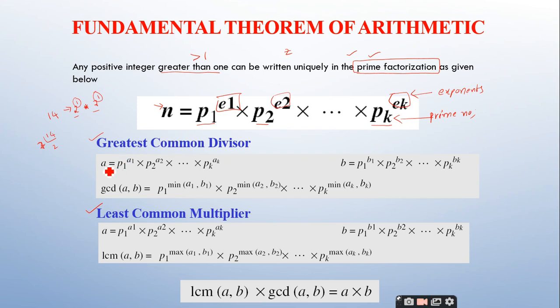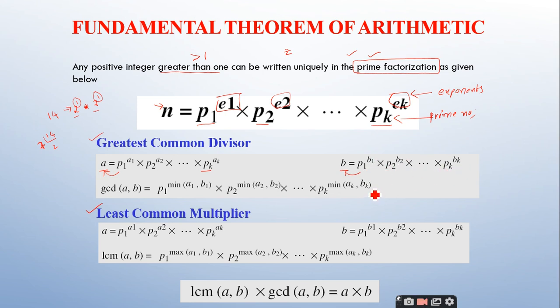of two numbers. Let us say that A and B are two numbers and you want to find the GCD of A and B. By making use of the prime factorization technique, you find the prime factors of A like this: P1 power A1 into P2 power A2 and so on up to Pk power Ak. Similarly, B is also expressed as a product of prime numbers: P1 power B1, P2 power B2 and so on up to Pk power Bk.